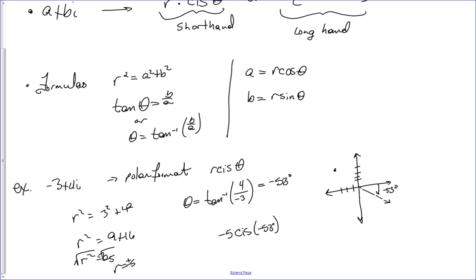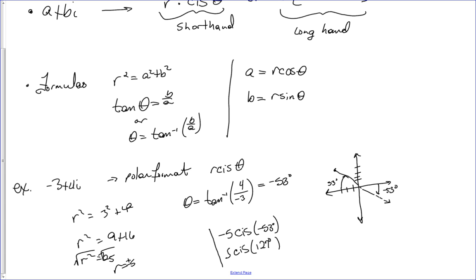If you wanted to use a positive angle and a positive radius, you could go 5 CIS, but then you'd have to come up with a different angle. Well, we know that our reference angle right here will be 53 degrees. So 180 minus 53 gives us 127 degrees.